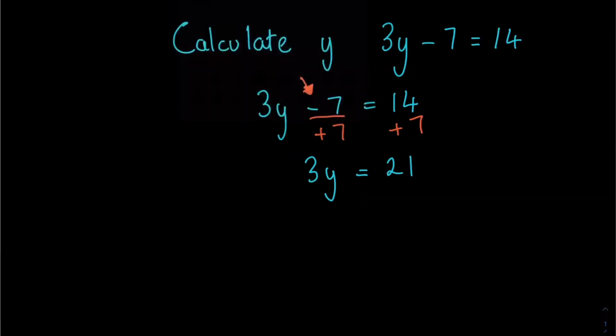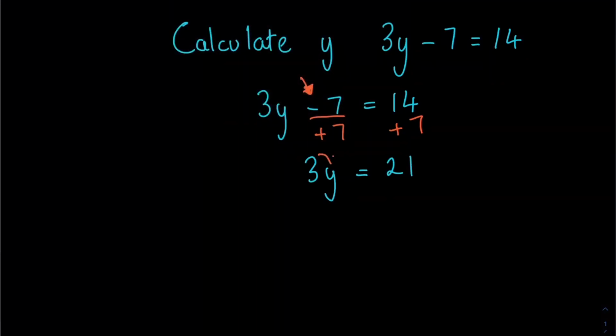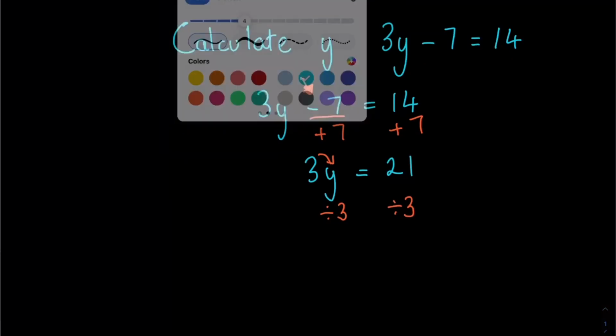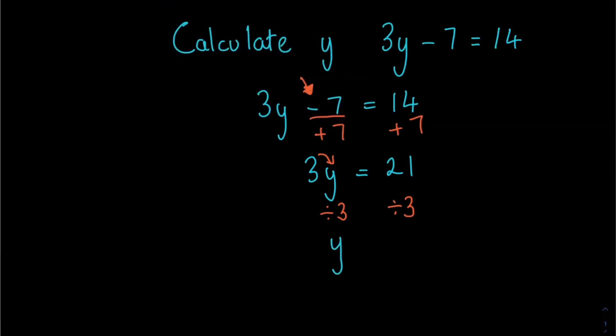And because I've got 3 lots of y, essentially it's multiplying, so the opposite of multiply is divide. So we need to divide both sides by 3. That's going to get me 3y divided by 3 is simply y, and 21 divided by 3 is 7.